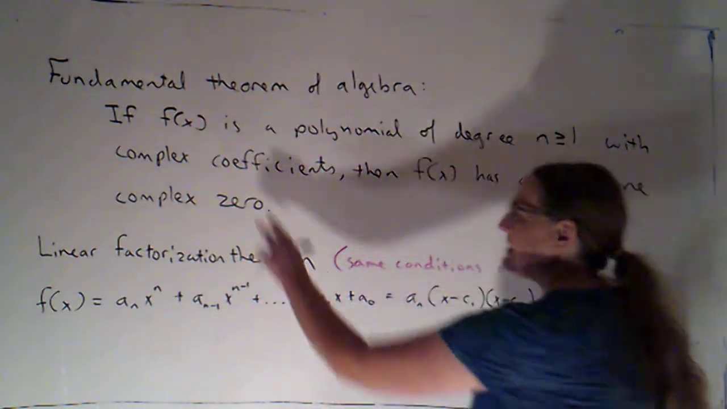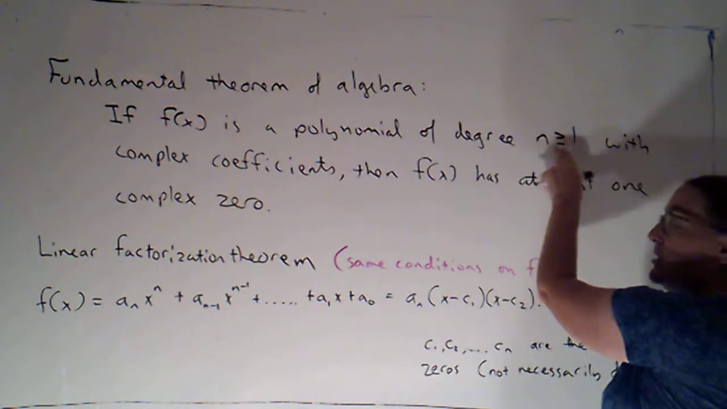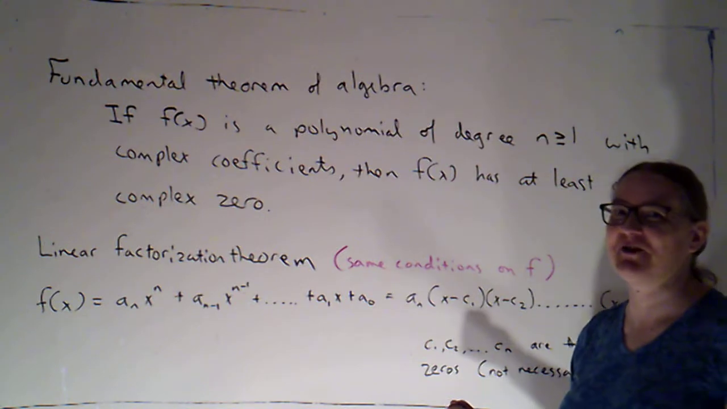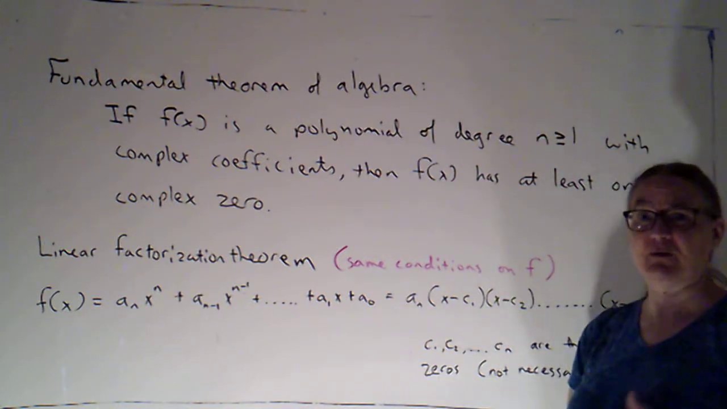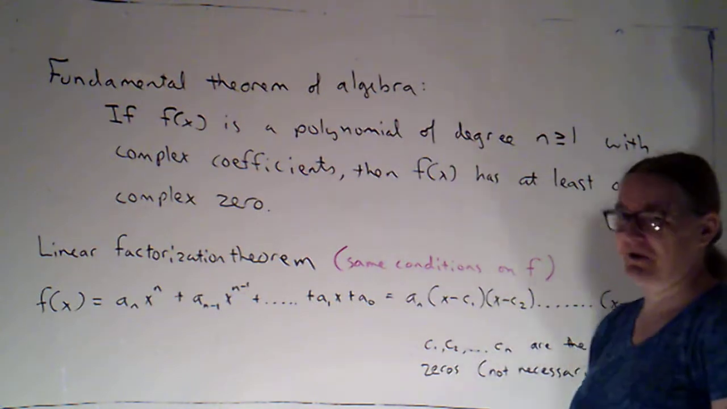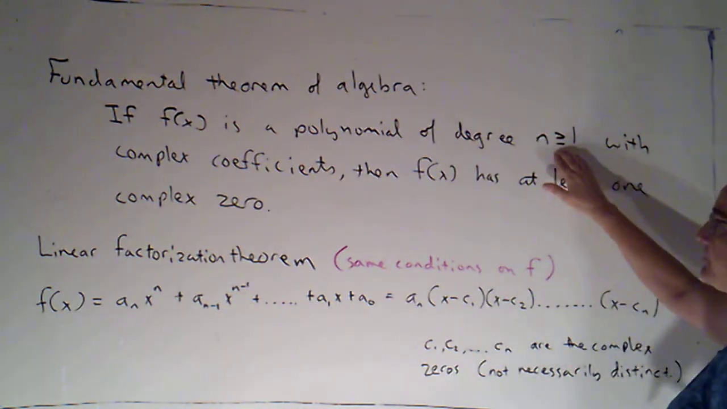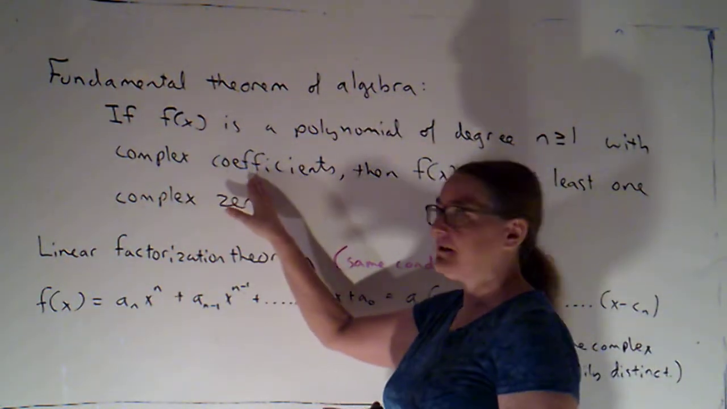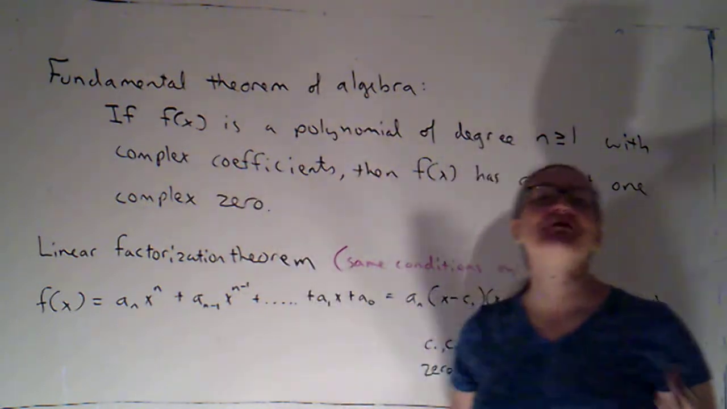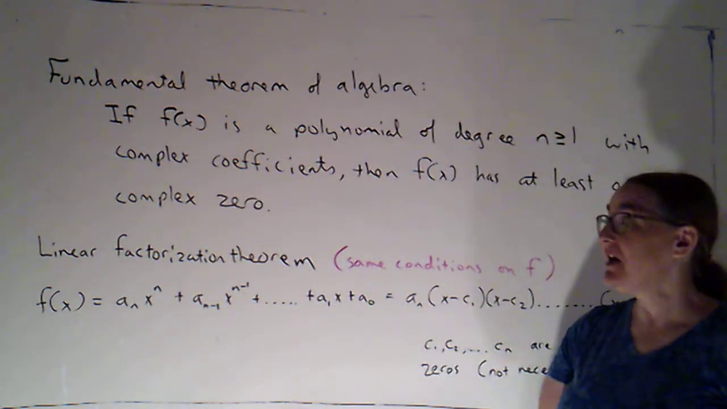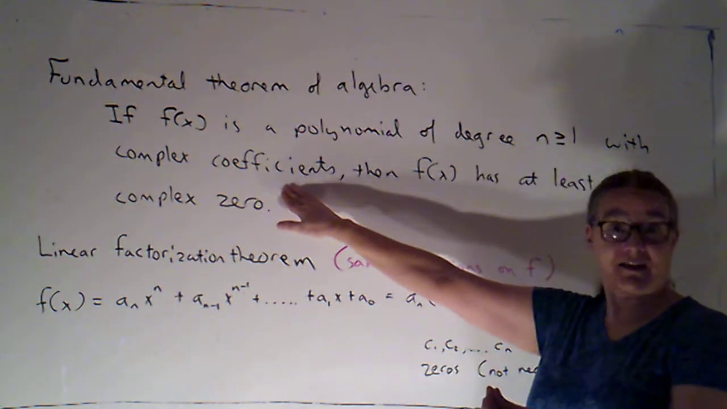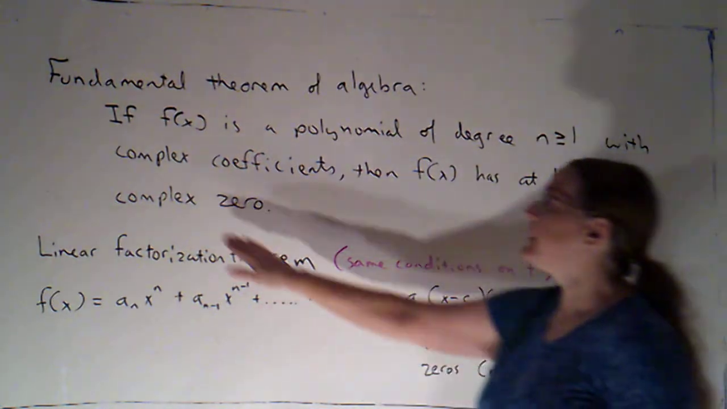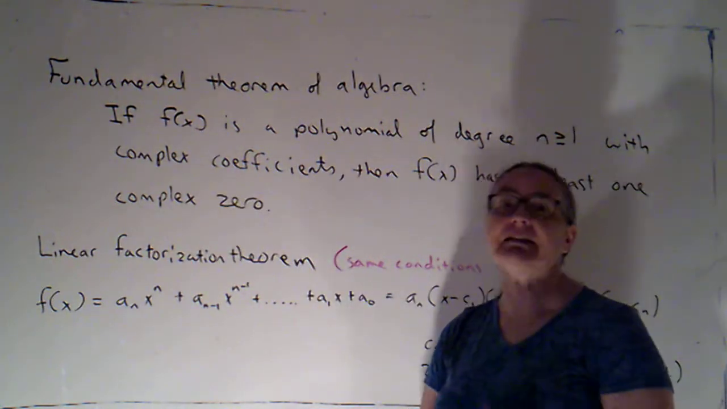Okay. And it says this: if f of x is a polynomial of degree n, where the degree does have to be 1 or bigger. If the degree is 0, remember that's just a constant polynomial. And so, if I have f of x equals 2, it's always 2. It doesn't have any zeros. Okay. But if the degree is 1 or bigger, and we're allowed to have complex coefficients, we're not actually looking at anything that complex. We're always looking at polynomials with real coefficients, but this theorem applies even if I had complex coefficients. Okay. Then this says that f of x has at least one complex zero. There's guaranteed to be at least one zero.